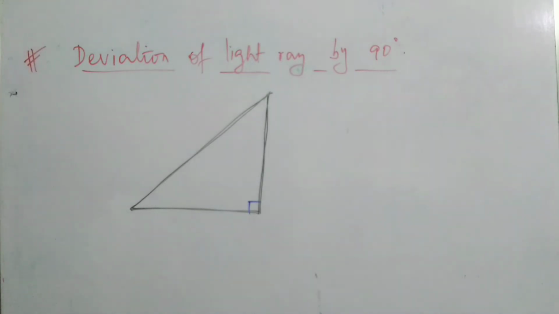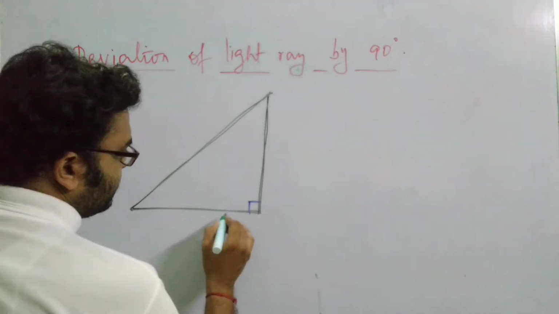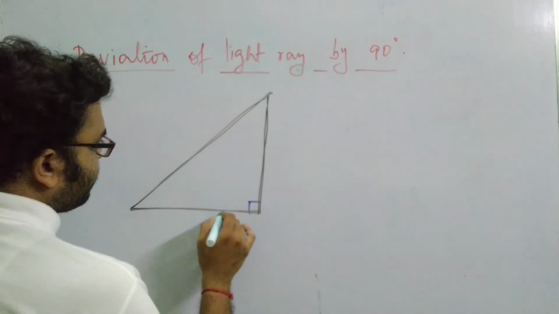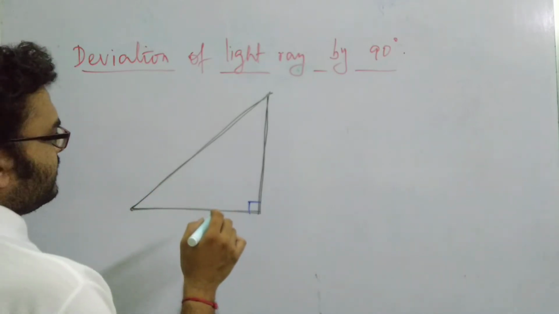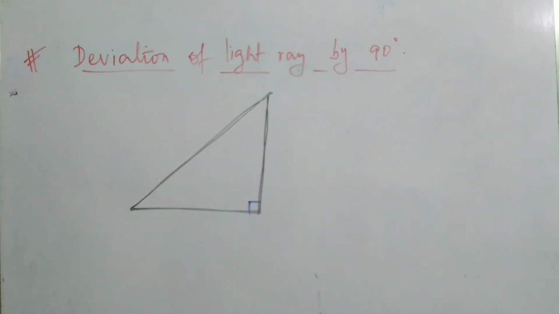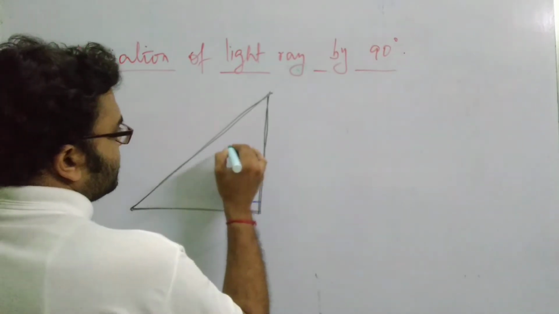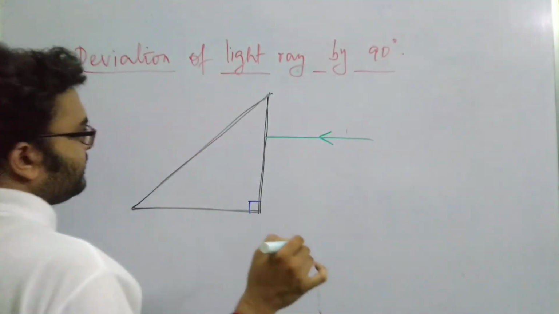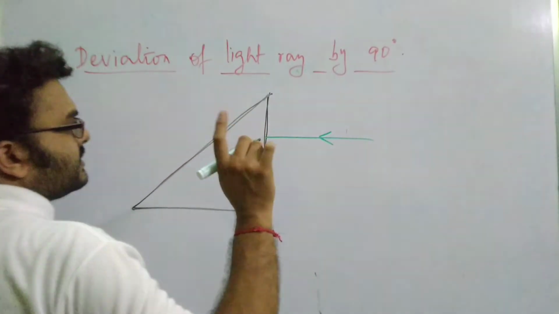So if I consider a light ray coming from the bottom and if it hits the prism at an angle of 90 degree. Okay. So what will happen? Or you can also consider a light ray coming from the side. So if I just see this light ray coming like this and it falls on the surface of the prism at 90 degree angle, so there will be no reflection.